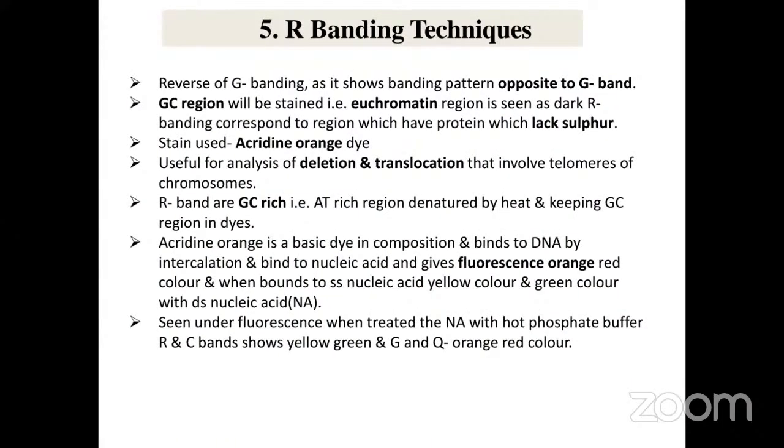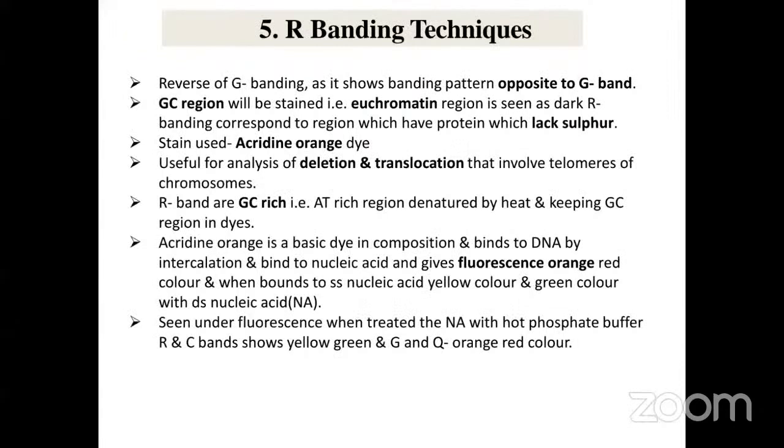Then there is one more technique, that is R banding. In R banding the GC region will be stained, that is, the euchromatic region is seen as dark. I told you the genes are GC rich, and the GC rich region, that is the euchromatin, is seen as dark when we go for R banding.